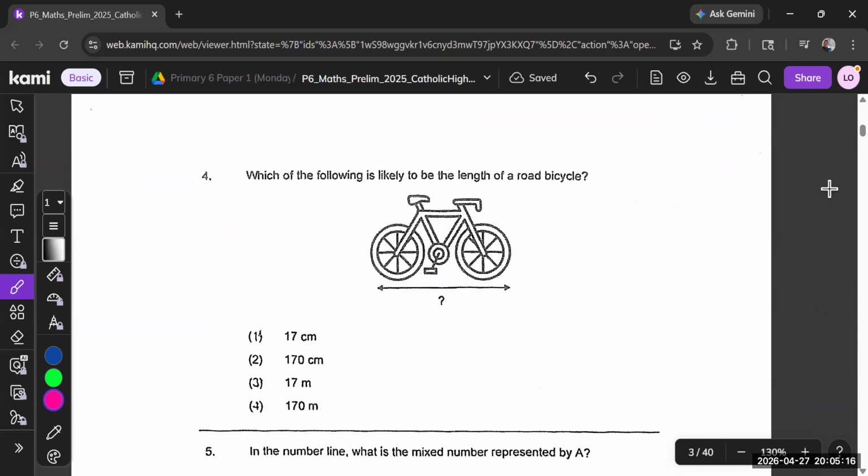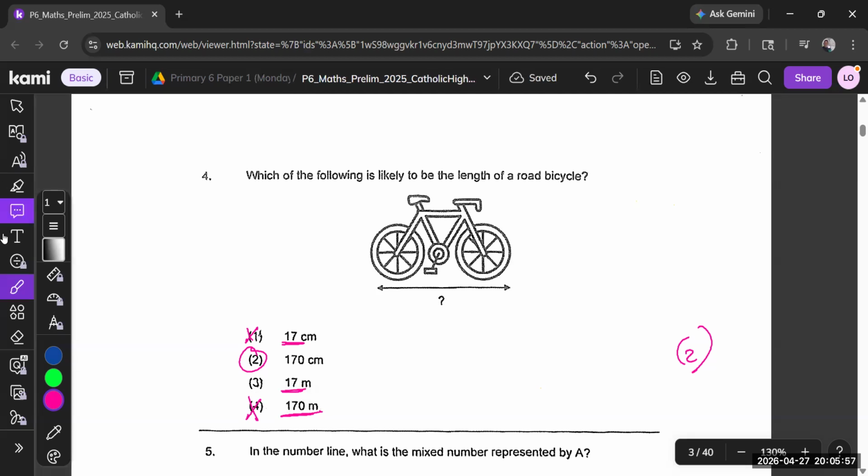Okay, question 4. Question 4, the answer is number 2. Okay, why number 2? First of all, cannot be number 1. 17 cm is the length of a ruler. Your 15 cm ruler in your pencil case, that's how short. Your bicycle cannot be the length of a ruler. 17. Okay, what is 170 meter? 170 meter is very far. Remember your sports event? If you run 100-meter race, 100 meter is very long already. This is 170 meter, much longer. So it cannot be so long. Okay, because that is running a race.